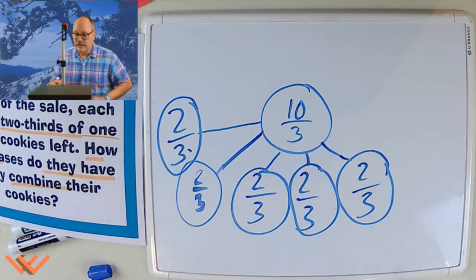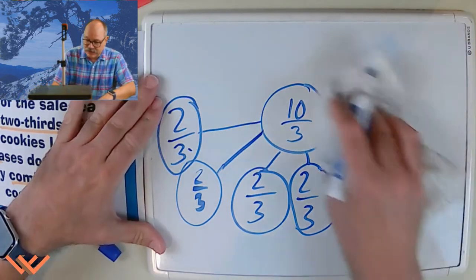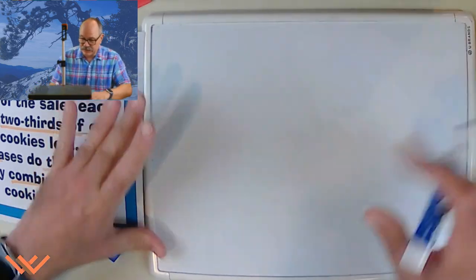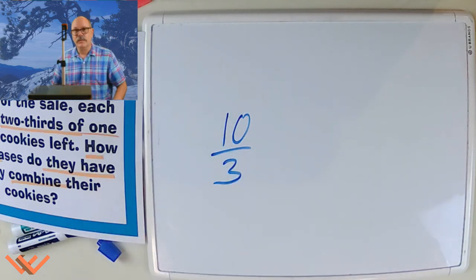But wait, we need to figure out how many thirds are in that 10. But it's like, well, wait a minute, how many 3s? So let's take a look. So we know we have 10/3. I'm going to erase this. And we have 10/3. Well, let's break this down.